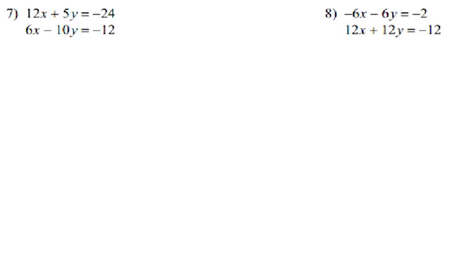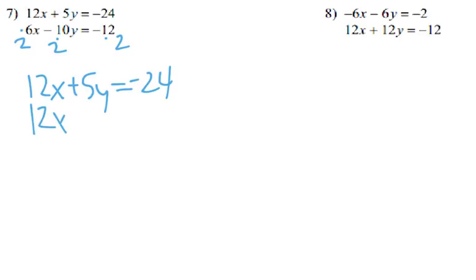Okay, number 7. Same idea. They're not matched up, right? So I can either multiply the top or the bottom. Doesn't matter which one. I can make the 5 10 or the 6 12. So we've got 12x plus 5y equals negative 24. Rewrite the top equation. Then 2 times 6 is 12x minus 20y equals negative 24.